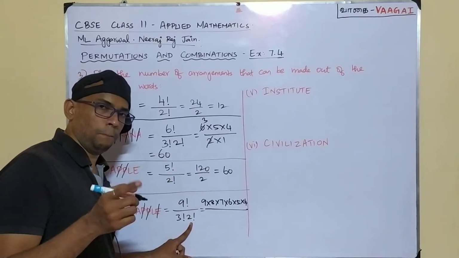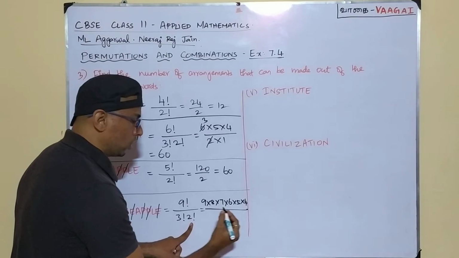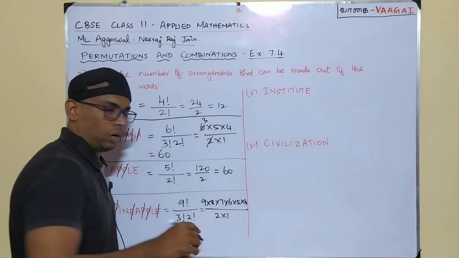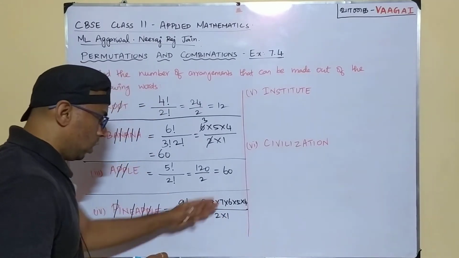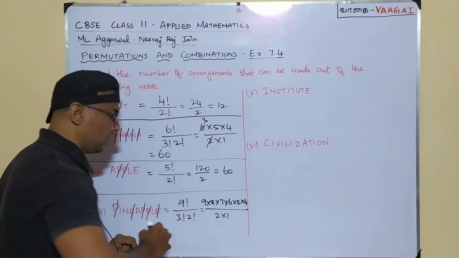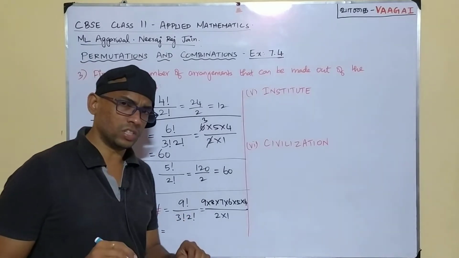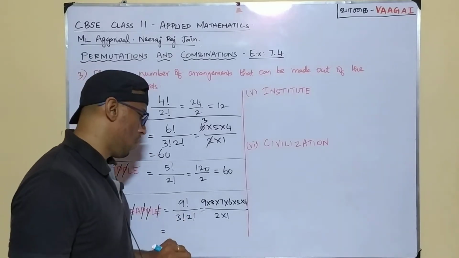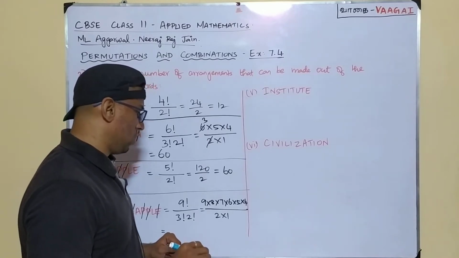So you will be simply left with only this 2 factorial that you see in the denominator, which is going to be 2 into 1. Yes, I hope the idea is clear to you. Now you simplify this, you will be able to get the answer. So now what will be the answer? Let's carefully work it out.